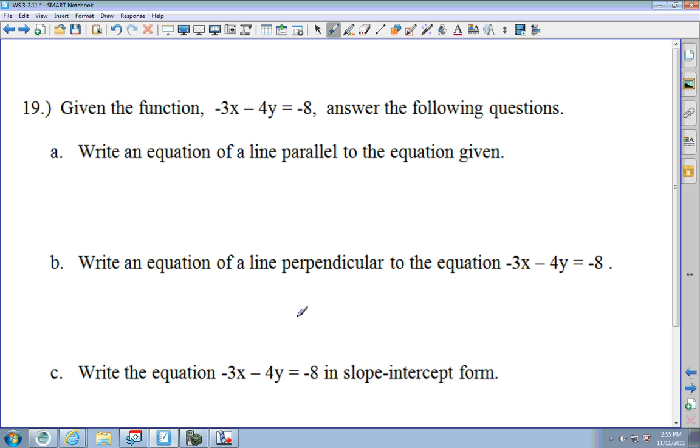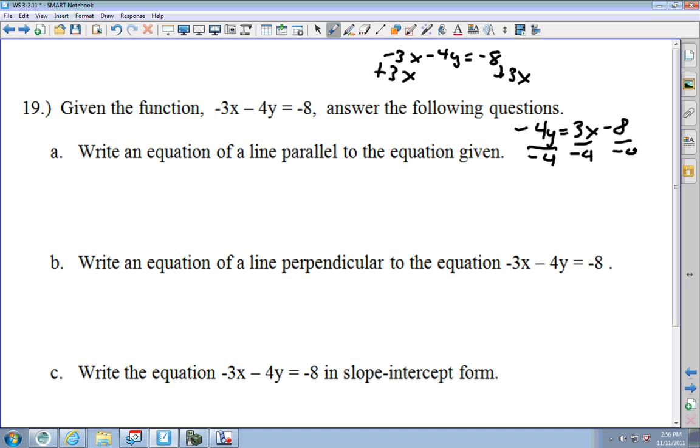Here's the next one. Write an equation that is parallel to the given one. Well, let's see here. Let's find the slope. We're going to need to solve for y. -3x minus 4y equals -8. I'm going to add 3x to each side, and I get -4y equals 3x minus 8. I'm going to divide by -4. Well, my slope is y equals, I've got -3/4 x plus 2.